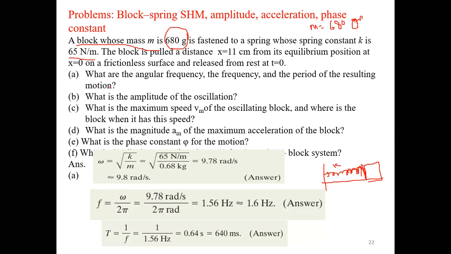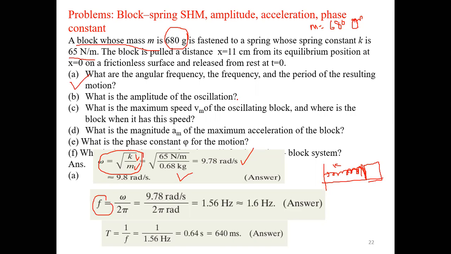Now your task is to calculate the angular frequency, omega. Previously we have seen that omega is equal to root over k by m. So you know k, you know m, then you can calculate. Converted to kg, that gives this value in radian per second. Once you know omega, then you can calculate f, the frequency of the oscillation. So the first part is done.